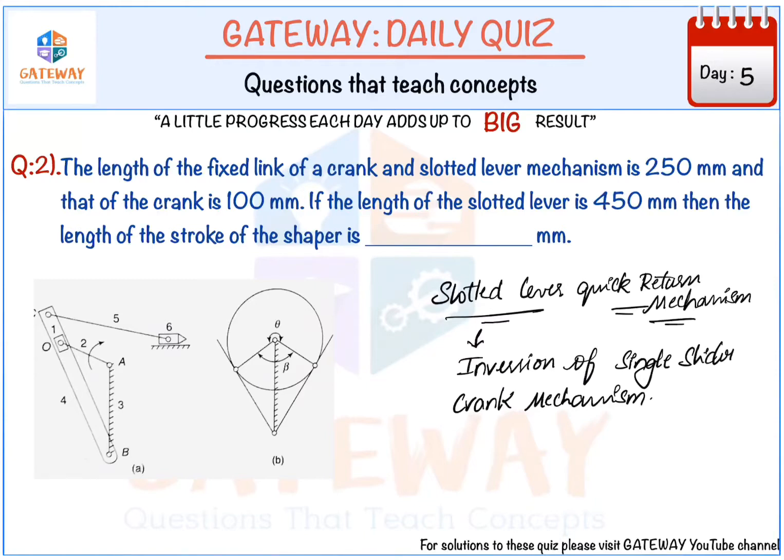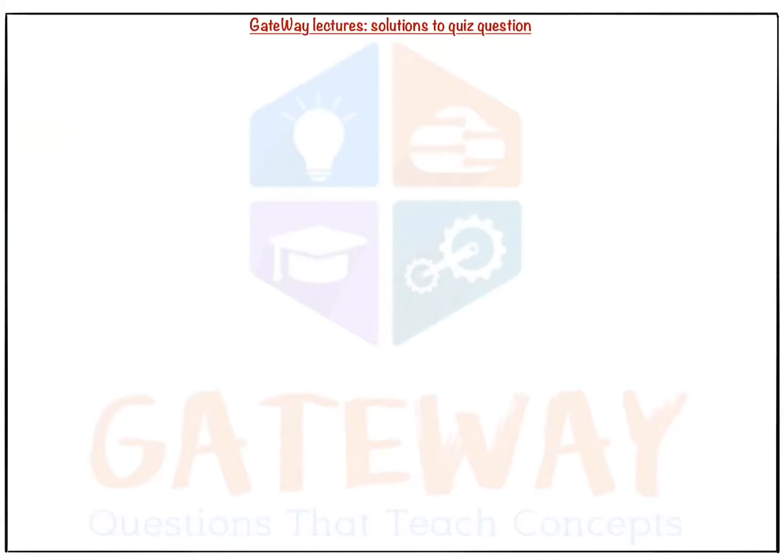And I'm directly writing, to save time, the solution in this solutions video. There we will derive the formula for length of stroke. So we will do the solution now. Length of stroke is nothing but either forward or return. Both lengths will be the same for forward and backward, or forward and return.